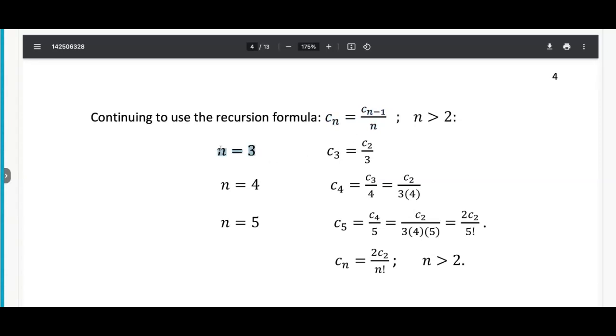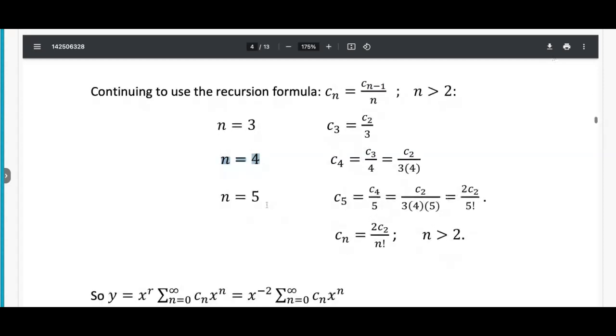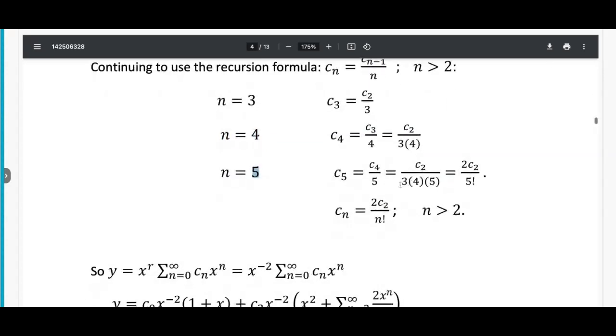We can evaluate some of them. If n is 3, we see C3 equals 1/3 of C2. n equals 4, we have 1 over 3 times 4 of C2. 5, and so on and so forth. If we multiply by 2 in the numerator, that means we multiply by 2 in the denominator. So we would have 2 times 3 times 4 times 5, which is 5 factorial.